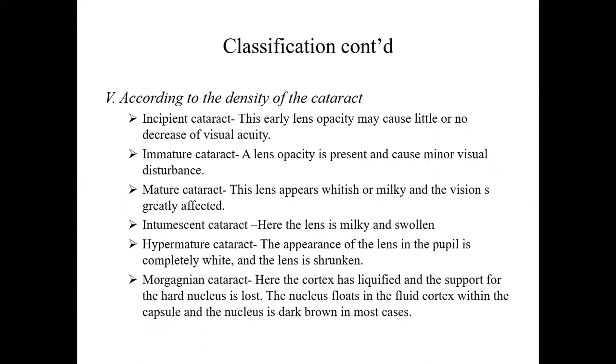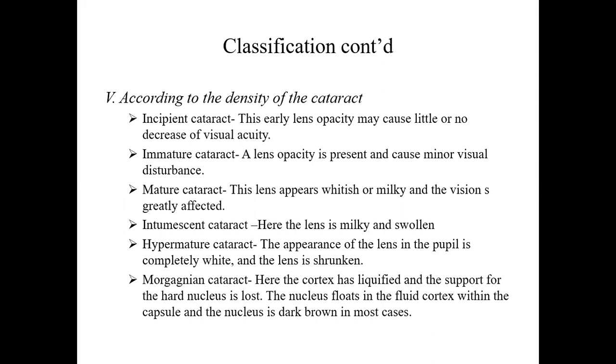Cataracts can also be classified according to the density of the cataract. We call it incipient cataract. This early lens opacity may cause little or no decrease of visual acuity. This is why we don't need to rush into cataract surgery.